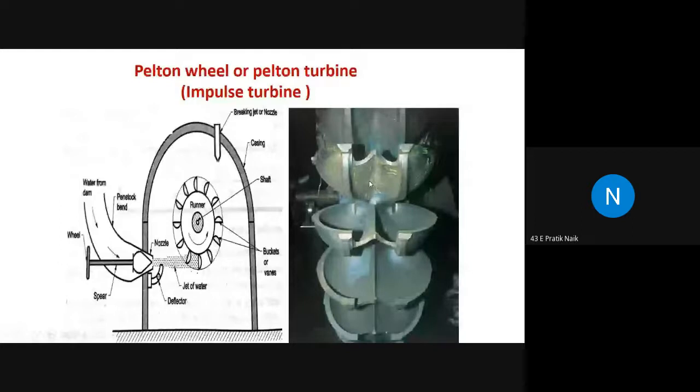Bucket. Okay, this is completely correct. This is buckets or vanes, or cup-shaped buckets.